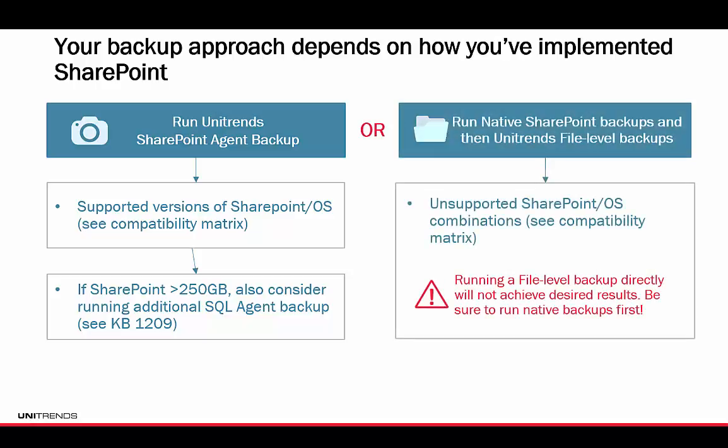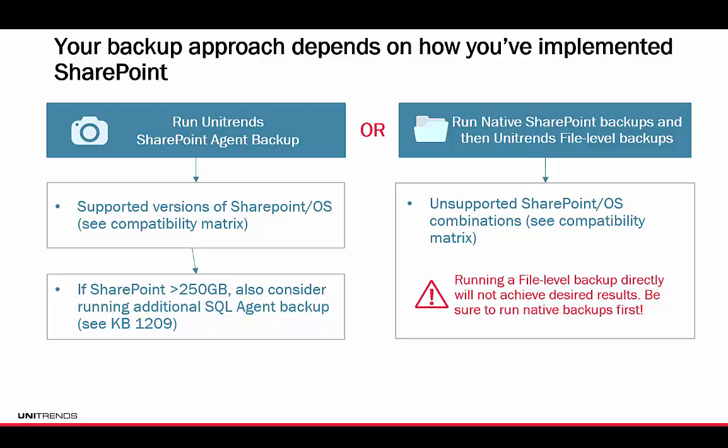Now, it is an or option here. It's not an and/or. You can either run the agents or run native backups. You can't run both. Now, with native backups, you still have to run the Unitrends file level backups. The native SharePoint backups are going to dump out a flat file dump of the SharePoint information, and we're going to pick that stuff up with our file level agents.